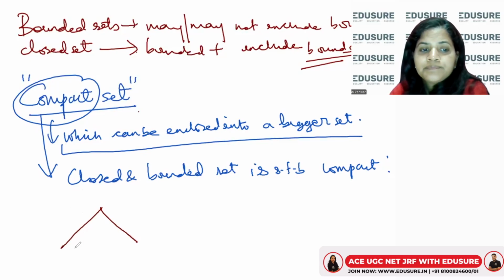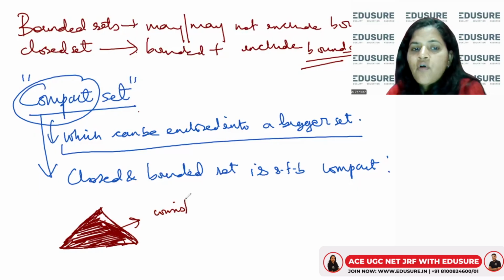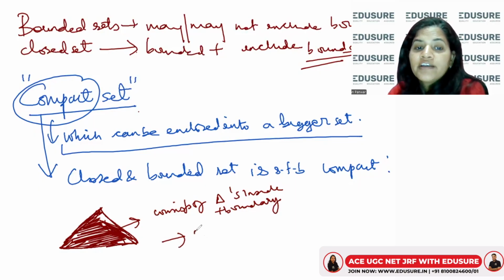Now, for example, if I make a diagram, let me make this diagram. We have a triangle, and we have this shaded region. This triangle is shaded and the boundaries are also solid. So this figure consists of the triangle's interior plus boundary. So this is closed and bounded. It is a compact set.